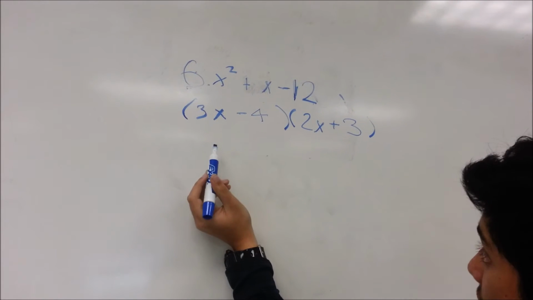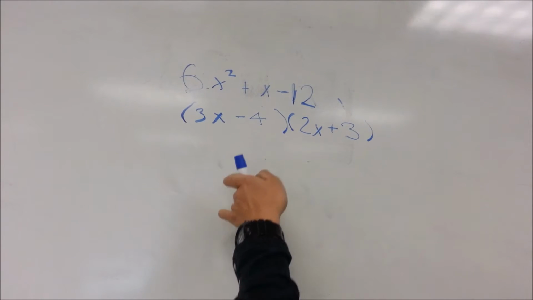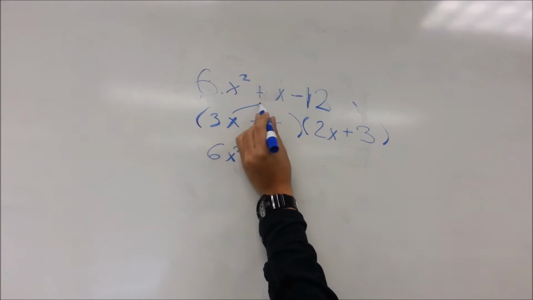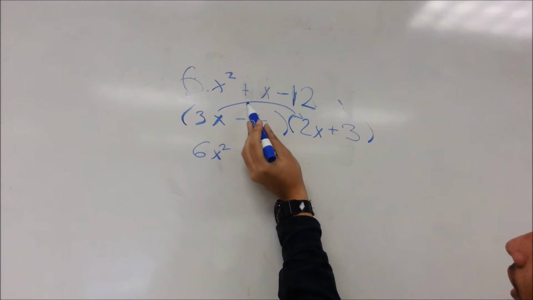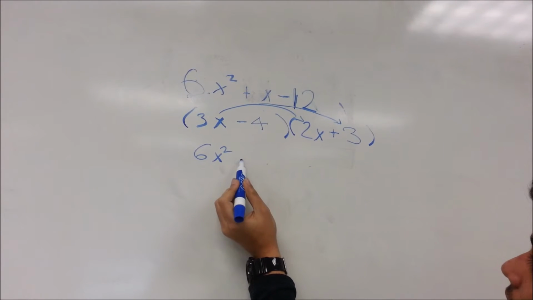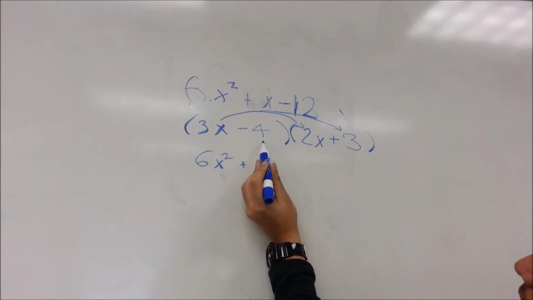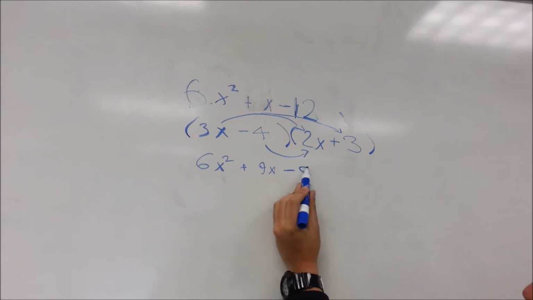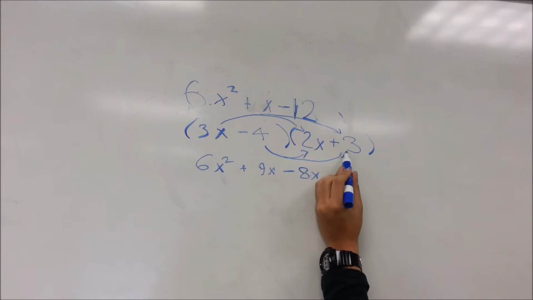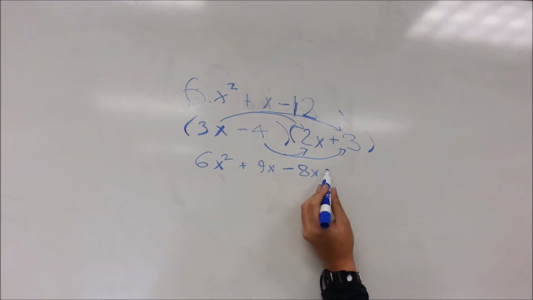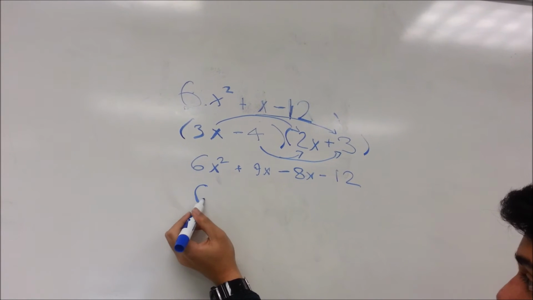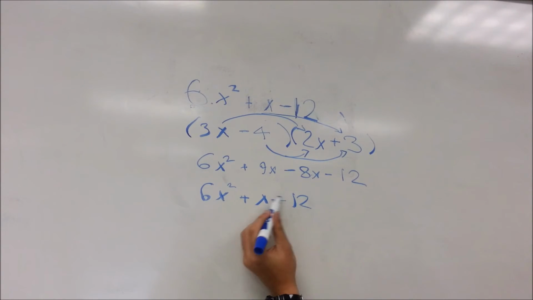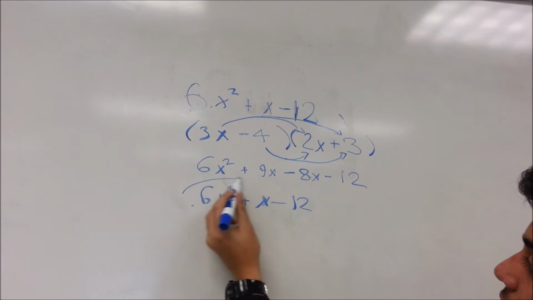Okay, so now in order to check that this is correct, you've got to expand it and see if it matches what you started off with. So 3x times 2x equals 6x squared. 3x times 3 equals 9x. Now, -4 times 2x equals -8x. And then, -4 times 3 is -12. Now collect the like terms and see if it is correct. And it does match. So this is your answer.